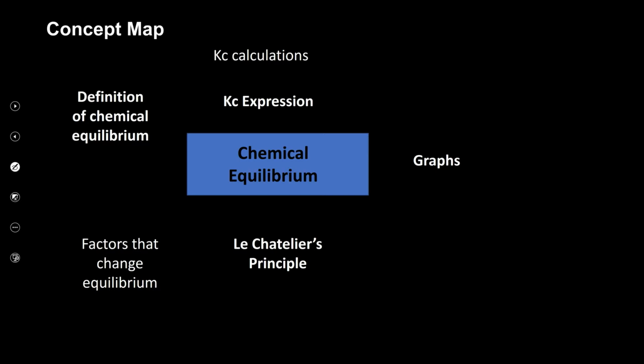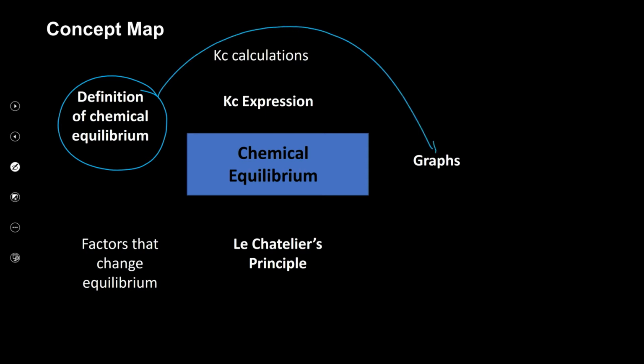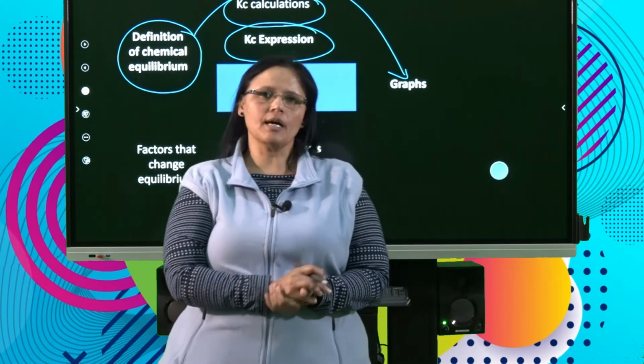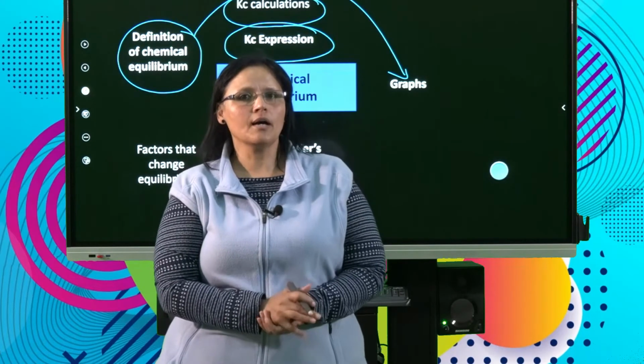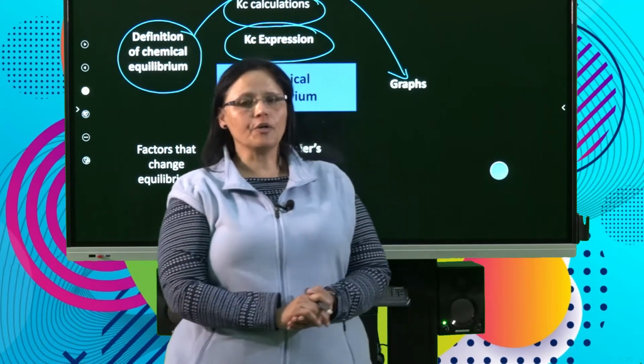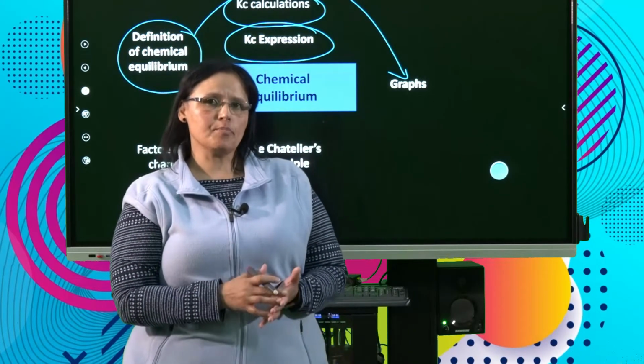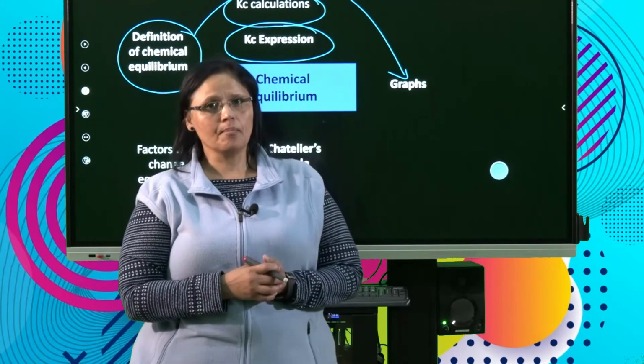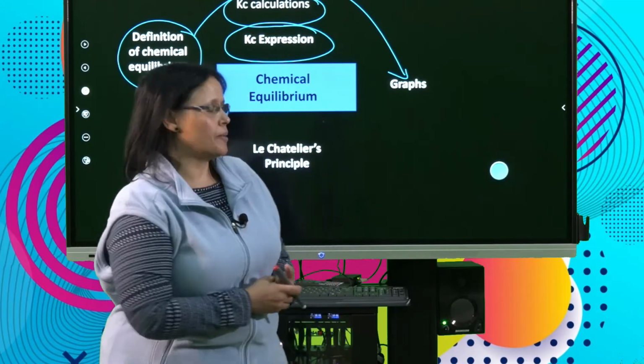So what we've done to date is we spoke about the definition of chemical equilibrium and dynamic equilibrium. We connected that to graphs. We did Kc calculations and Kc expression. And what we're going to do today is, like I said, look at the Frenchman's work, Le Chatelier, and his principle and how that links up to the equilibrium in chemical equilibrium.